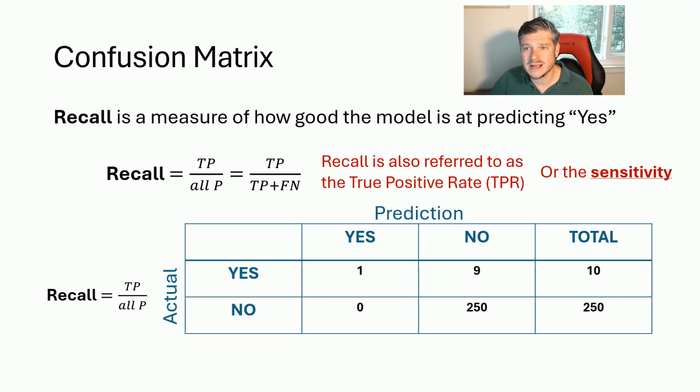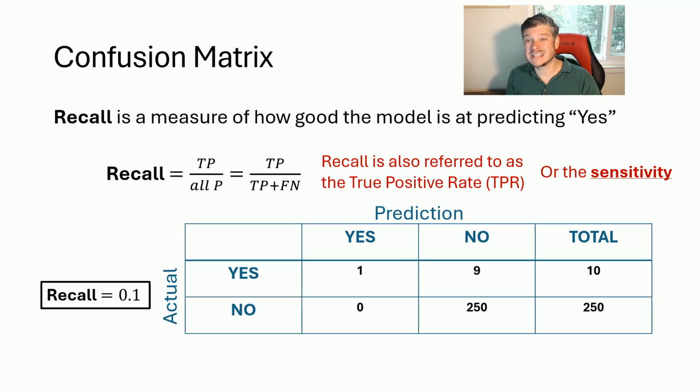But let's go ahead and calculate this. My recall for this is, well, I had 1 true positive, but there were 10 that were actually yeses. So 1 out of 10 is only 0.1. My recall is 0.1, and that's not very good. Accuracy, recall, and we're going to talk about precision and F1 — they all are on a scale from 0 to 1, just like probabilities. And yeah, 0.1 is not good. We only got 10% of the yeses correctly identified.